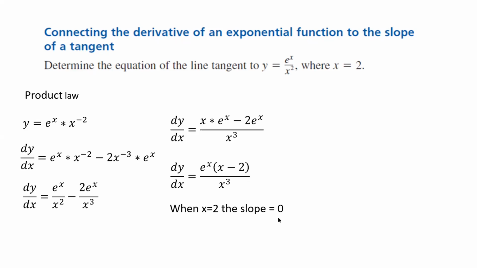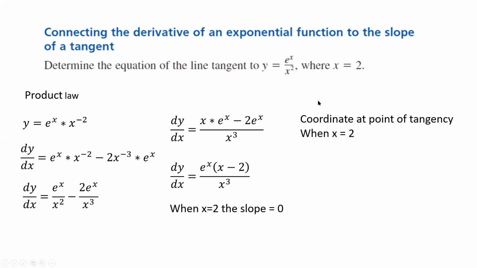All right, so we're asked to find the equation of a tangent line. The tangent line means I'm going to need to find the coordinate at that point of tangency when x is equal to 2. So I'm going to put that 2 back into the original function and see what I get, because I need an x and a y to come up with an equation.